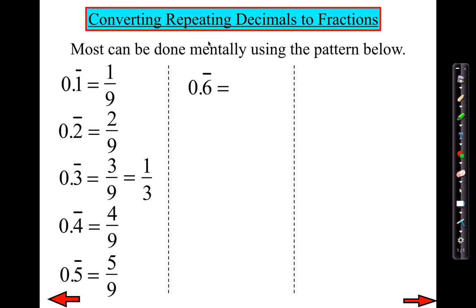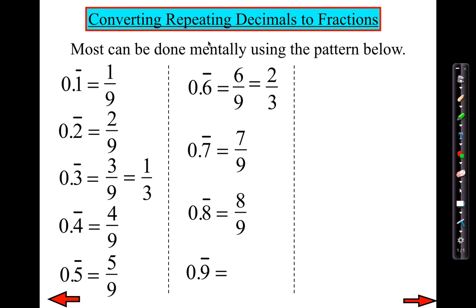Okay, what if I ask you 0.6 repeating on the 6? Hopefully you say 6/9, which then can be reduced to 2/3. 0.7 repeating on the 7 would be 7/9. 0.8 repeating on the 8 is 8/9. And 0.9 repeating on the 9 is 9/9, which is essentially 1. Now, real quick, I do want to talk about that. What this means is 0.9999999 goes on forever, it doesn't stop, which technically is just getting rounded to 1, because it's very close.